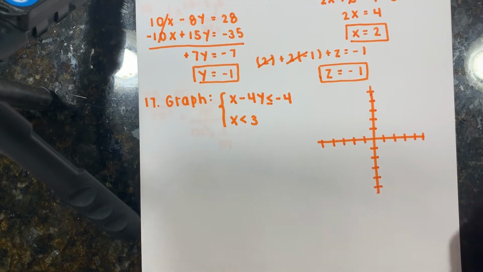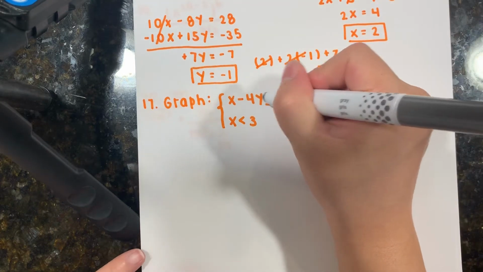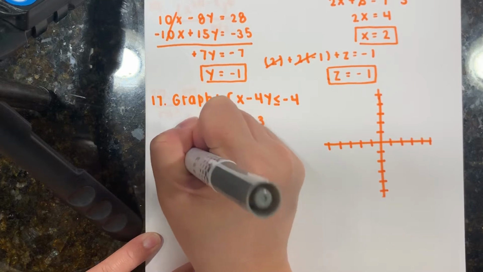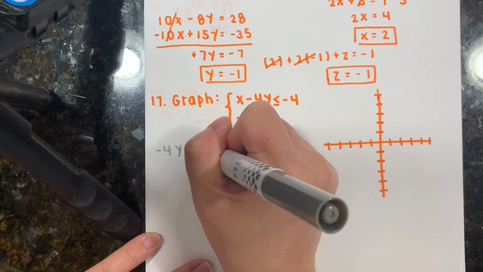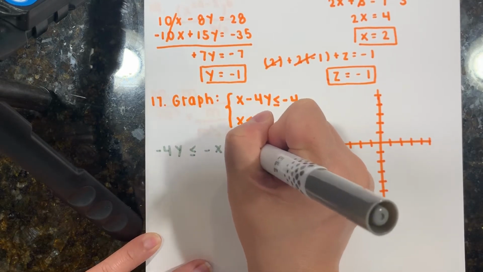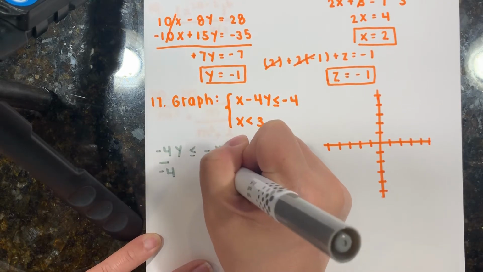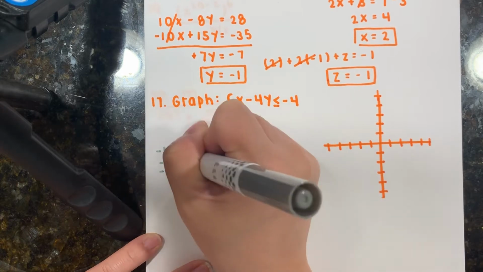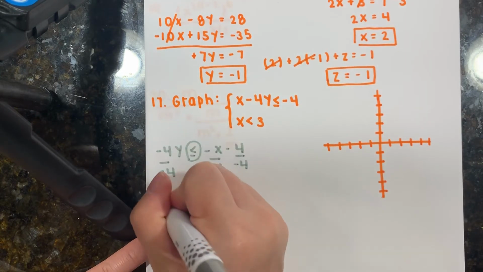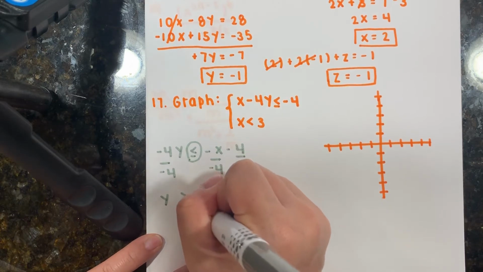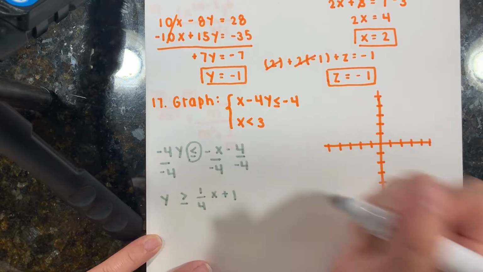Now moving on to number 17. So for number 17, the first thing that I'm going to do is I'm actually going to evaluate this equation for y. So I have -4y is less than or equal to -x minus 4. I'm going to divide everything by -4, but remember, when you divide by a negative, the sign is going to change. So this becomes y is greater than or equal to 1 over 4x plus 1.